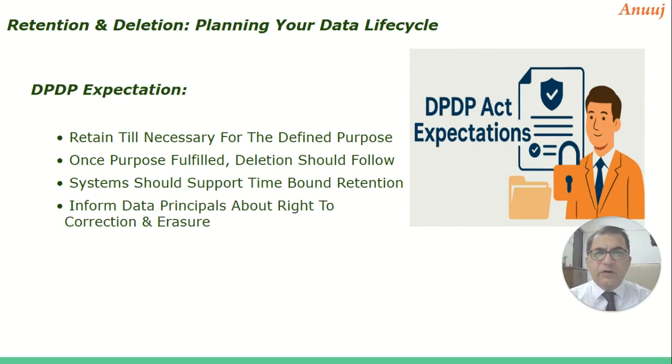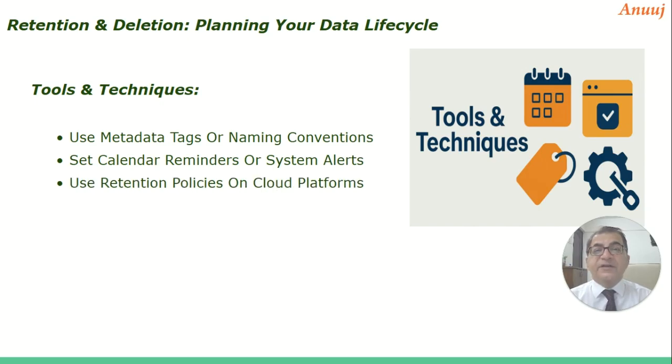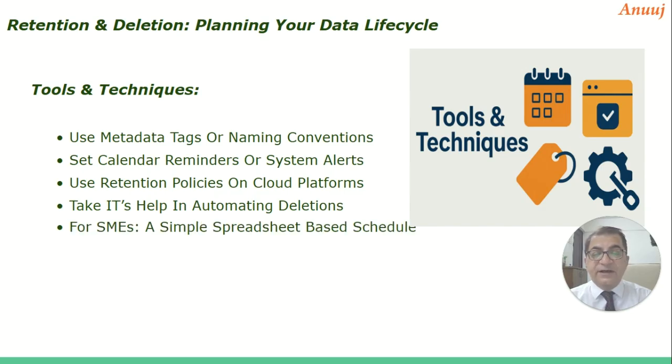And of course, you have to inform the data principals about their right to get the data corrected and get the data erased as well. As tools and techniques, a lot of automation is required. I do this with metadata tags, naming conventions, folder names, for example invoices for July 2025. The folder name itself tells you when you should delete it. Set calendar reminders or system alerts. Simple job. Use retention policies on cloud. You create an S3 bucket and you can create a retention schedule there. You use emails, you create a Google retention schedule over there. You can do that for everything. Take your IT team's help in automating these deletions, and for small and medium enterprises, a simple spreadsheet-based schedule will help a lot. These are some very important ways to handle personal data.